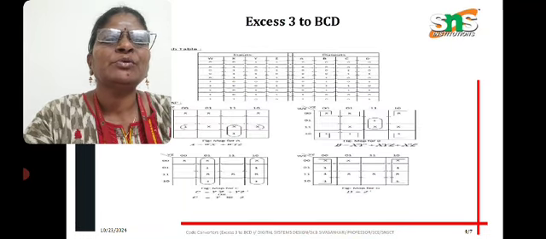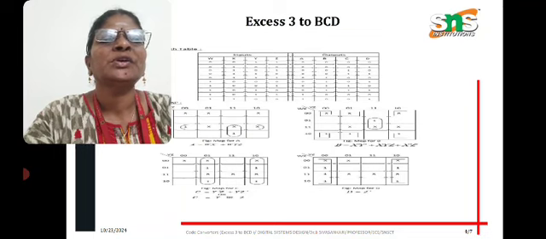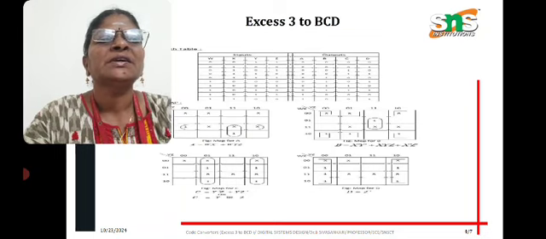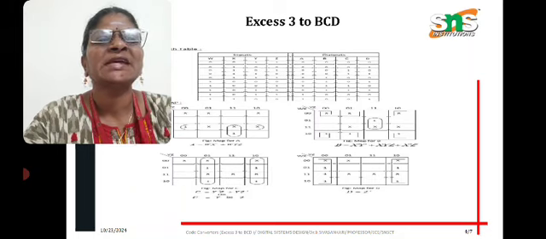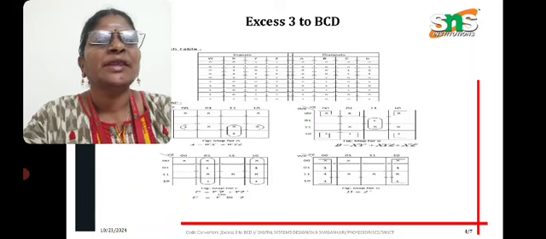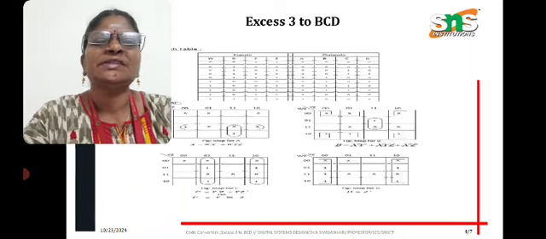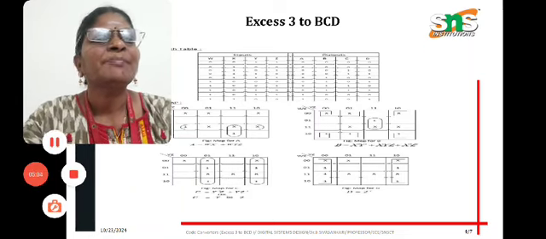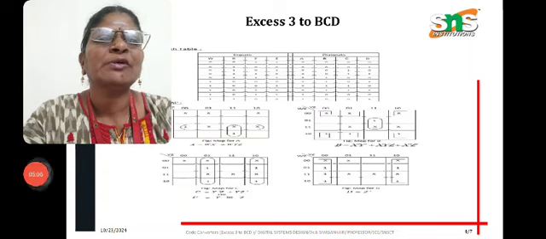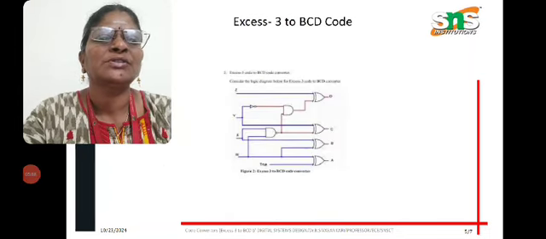See, this is the Boolean simplification. What is your A here? A is W, X, W, Y, Z. Then B is X dash Y dash plus X, Y, Z plus X, Z dash, and C is Y XOR Z and D is Z bar. So with these Boolean expressions, Boolean equations, we have plotted this logic circuit.